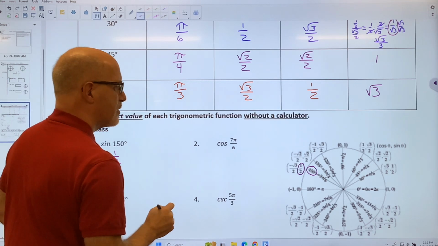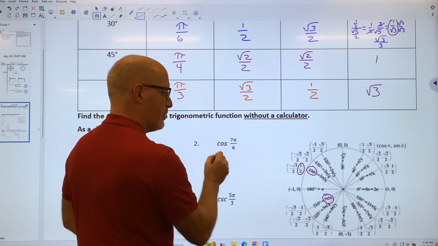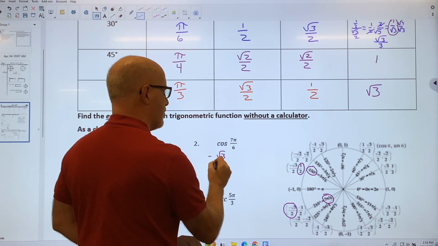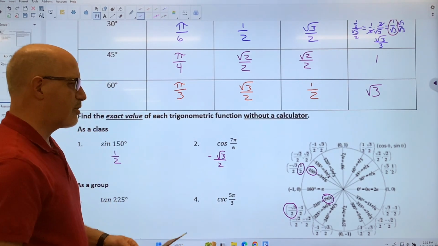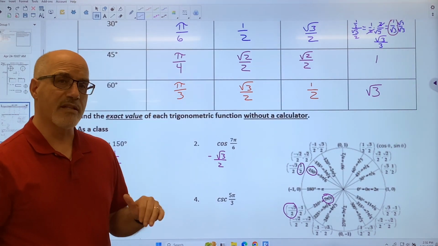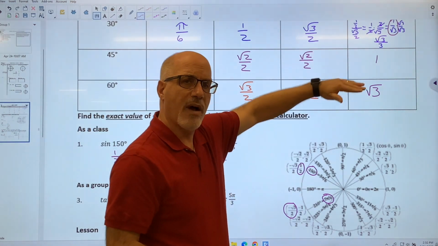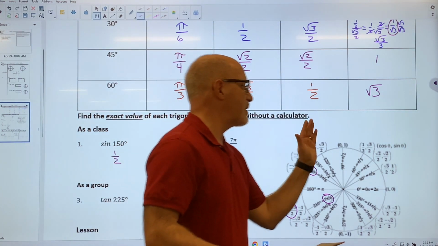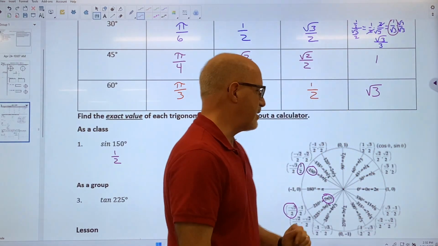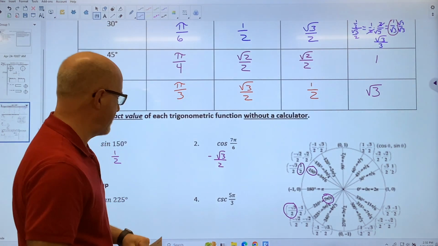Now if I want cosine of 7 pi over 6, notice here's 7 pi over 6. I want cosine of it, so that's the x value. So I'm going to get negative square root of 3 over 2 as my value. Now this agrees with where we also know our sines, cosines, and tangents are positive in which quadrants. Sine is positive in both the first and the second because those are the y values that are positive. Cosine is positive in the first and the fourth because that's where x is positive. And so that's the reason why we have a negative for cosine here in the third quadrant.